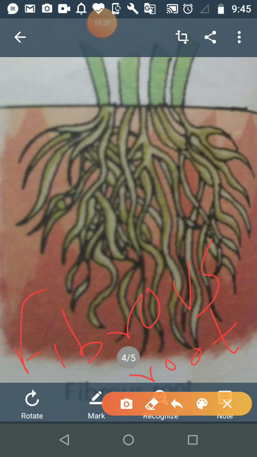Is it clear? So that is the fibrous root. Examples of fibrous root are wheat, rice, maize, onion, grass, etc. Is it clear? Even if you want to do one activity of a taproot and fibrous root, you can do a small activity.